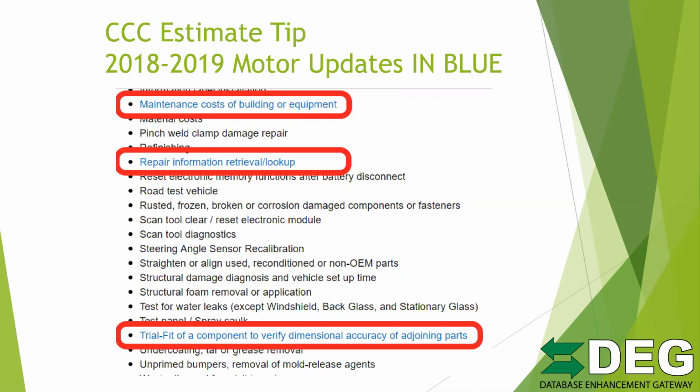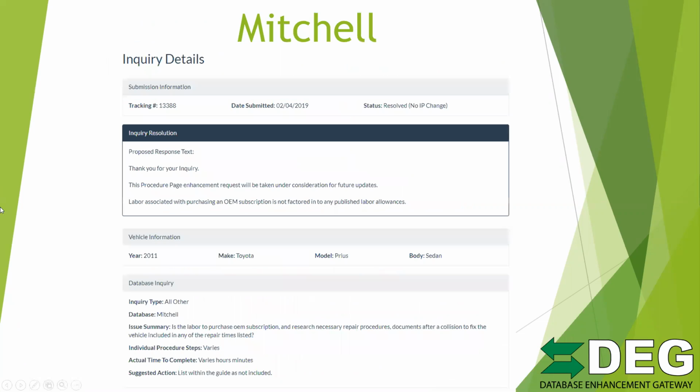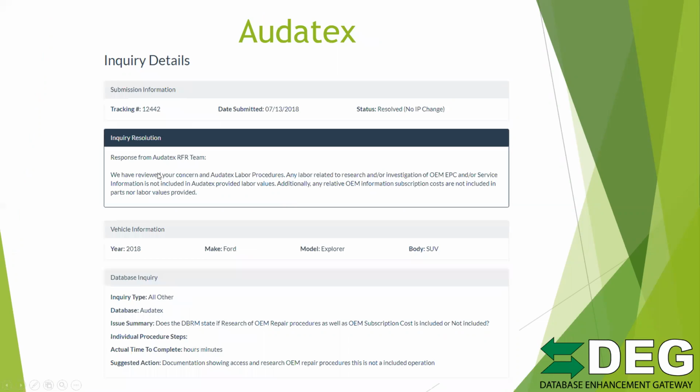Again, the labor to look up the information, as well as the cost associated with looking up the information, whether it be a login required for a manufacturer site, is not included in the labor time. Mitchell hasn't formally updated their P-pages or their collision estimating guide yet, but we do have an inquiry here that was responded to by Mitchell, and their response is: the procedure page enhancement request will be taken under consideration for future updates. The labor associated with purchasing an OEM subscription is not factored in any published labor allowances. And then the same thing from AutoText.